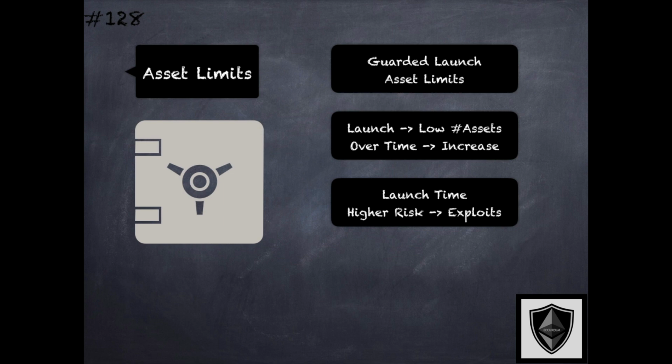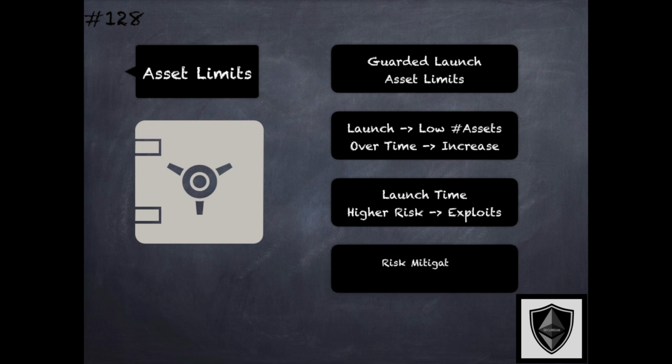And the rationale again is that at launch time there is likely a higher risk from latent bugs or failure modes that haven't been considered that could be exploited. So the best way to mitigate that is by introducing this notion of guarded launch, and in this case specifically with asset limits.